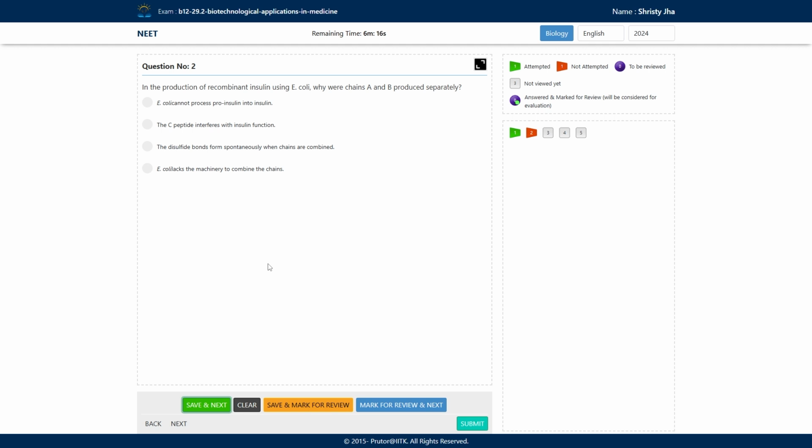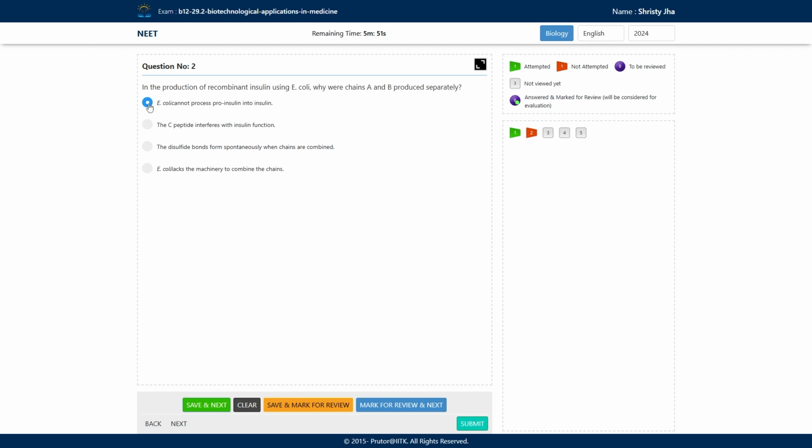So what could be the answer of this question? The first option will be the answer. Why? Because it says that E. coli cannot process proinsulin into insulin. As I told, E. coli doesn't have any machinery to do these post-processing steps, so it cannot process proinsulin, which has peptide A, B and C, into insulin, which only has peptide A and B. So this is the answer.